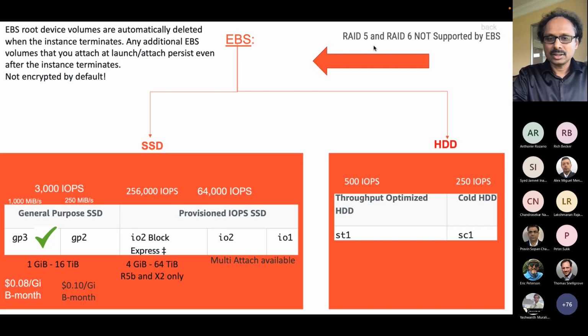EBS, for a specific example, is SAN storage. You can see here, if you propose GP3, which is an SSD storage, that costs the customer only 0.08 per gigabyte per month. But if you select a similar SSD storage, for example IO2, this will cost much higher than GP3.